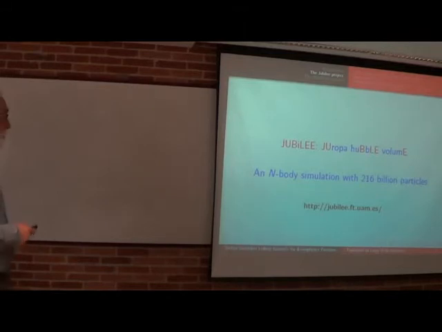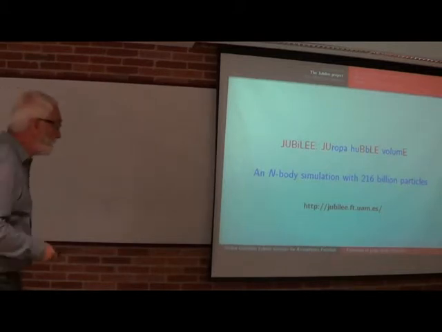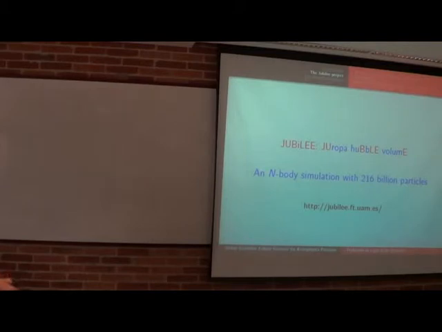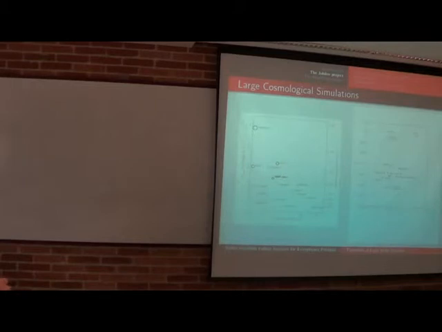So, Jubilee is a Europa Hubble volume project. It's an N-body simulation with 216 billion particles, performed at the Europa supercomputer in Jülich. And where do we stand with this?